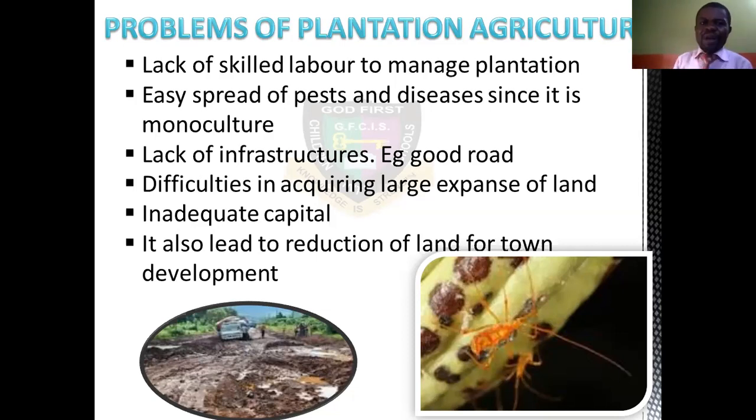But if you cannot have it, that leads us to inadequate capital. If you don't have big money, how can you buy a big plot of land to use for it? Then it also leads to reduction of land for town development. When you want a particular land, if it is 4 plots, they are supposed to share it: 2 plots for agriculture, then 2 other plots maybe to build a townhouse. But because it requires large land, they may not use the whole plot, and the others that should be used for another thing will not be used again. That is what we mean by that. So you understand what I am saying.